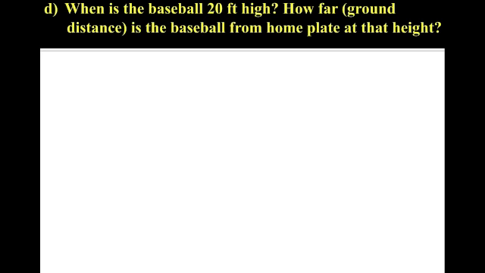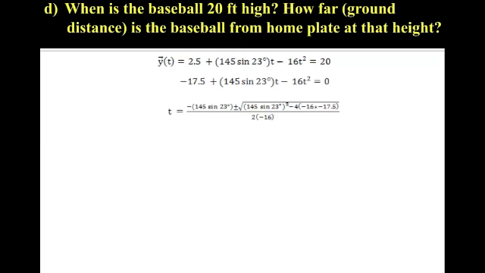Now moving on to part D. When is the baseball 20 feet high? And how far in ground distance is the baseball from home plate at that height? We have to understand that the baseball will reach 20 feet twice, when it's accelerating upwards and when it's decelerating downwards. And we use the y component of the position vector equation and equate it to 20, because we have to find when the baseball is 20 feet high. Then you move the 20 over, equate it to 0 to use the quadratic formula to find t, because we're looking for when, which is time.